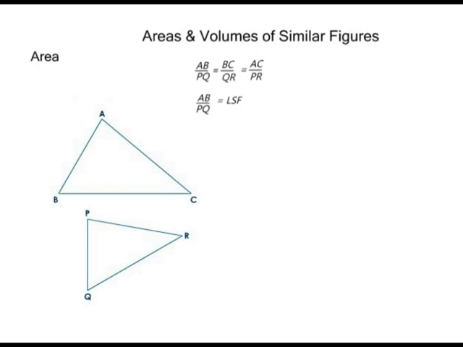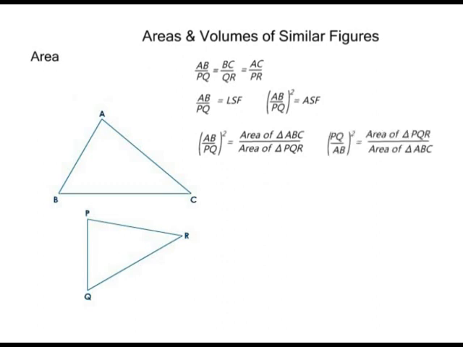This scale factor is known as the linear scale factor. If we square the linear scale factor, we get the area scale factor. The area scale factor is the ratio of the areas of the two triangles. Mathematically, AB over PQ is equal to the linear scale factor. Then (AB over PQ) squared is equal to the area of triangle ABC over the area of triangle PQR. Equally, (PQ over AB) squared is equal to the area of triangle PQR over the area of triangle ABC.